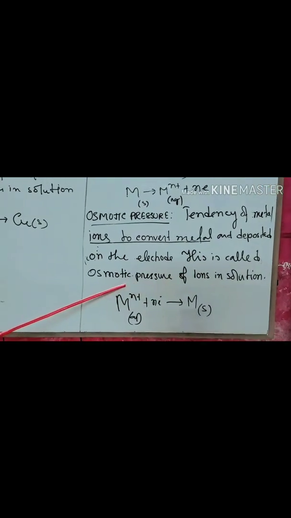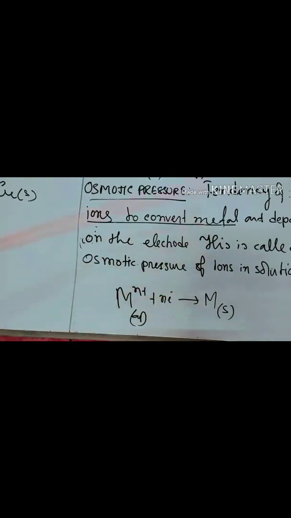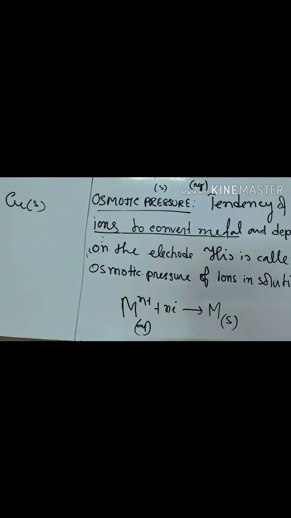Then the other is osmotic pressure: the tendency of metal ions to convert into metal and deposit on the electrode. This is called osmotic pressure of ions in solution. This is the reverse process. That is, metal ions accept electrons and are converted into metal solid and deposited at the electrode. These are the two factors which govern electrode potential: solution pressure and osmotic pressure.